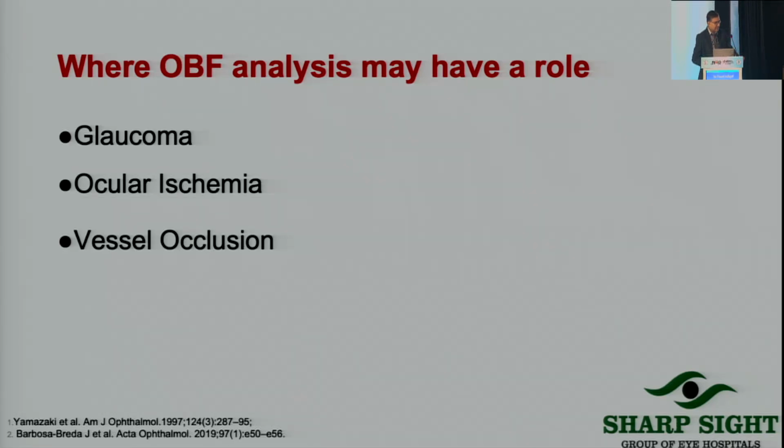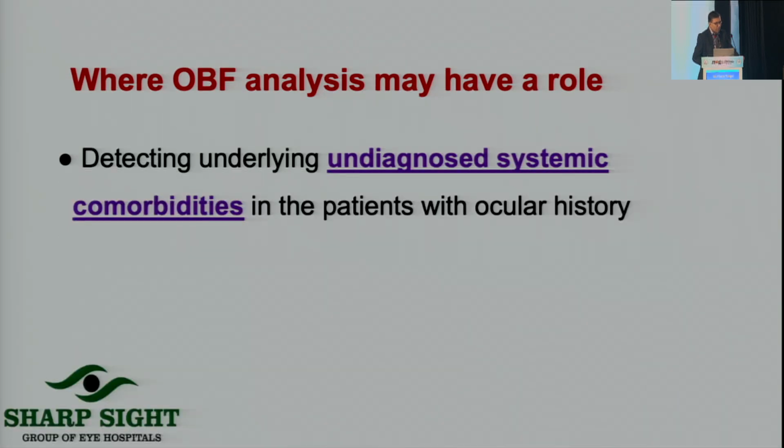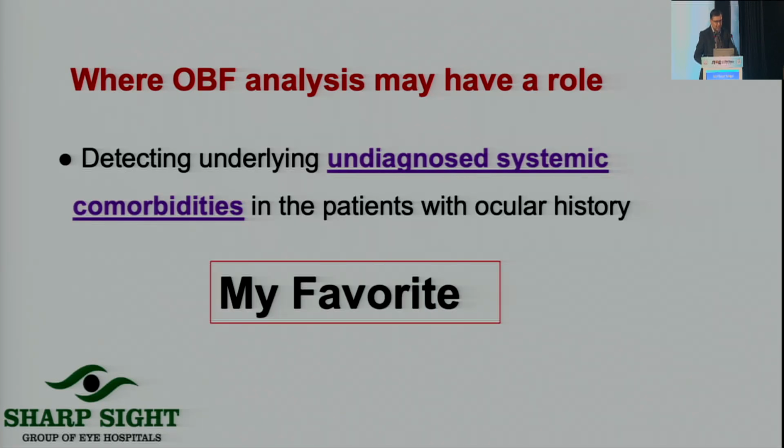So where may OBF analysis have a role? There are three roles. First is in patients of glaucoma, those with normal tension glaucoma, or primary open angle glaucoma where there is progression even on normal intraocular pressure. Second is patients with ocular ischemia, and third is vessel occlusion. My favorite is detecting underlying undiagnosed systemic comorbidities in patients with ocular history. I would just show you two cases.